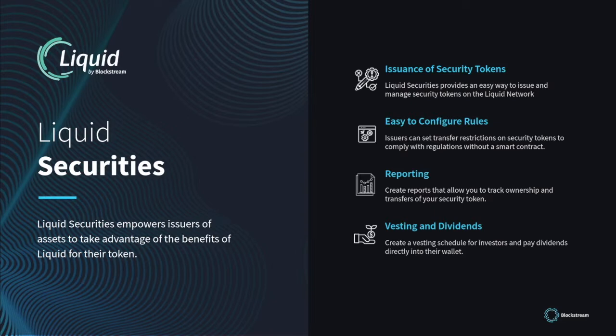Liquid Securities provides the issuer with reports on ownership and balances, while confidential transactions ensure that this information is not made public on the Liquid blockchain. It can also schedule the distribution of tokens to eligible investors as vesting shares, and record any dividend payments that the issuer then makes.